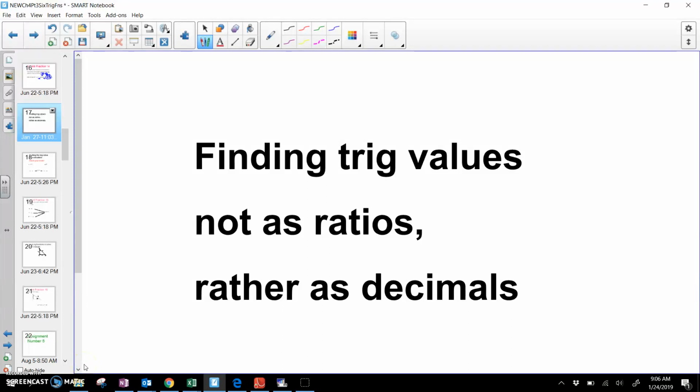Okay, so here is the fourth and final video that you need to watch for the information you need to get assignment 5 done. On this slide, you can see what we're going to talk about in this video. First is finding trig values, not as ratios, rather as decimals. So these would be problems that you can't do on your unit circle.